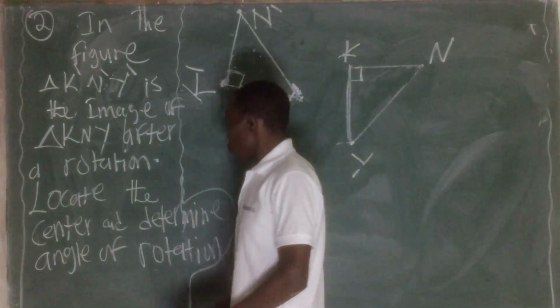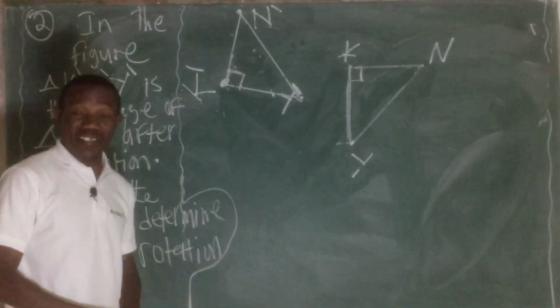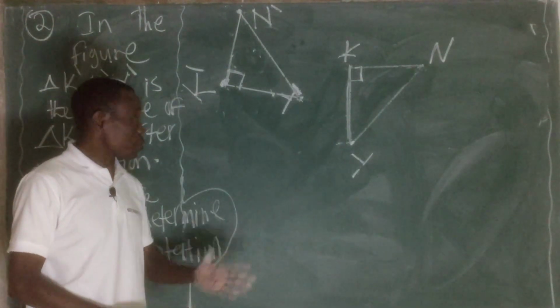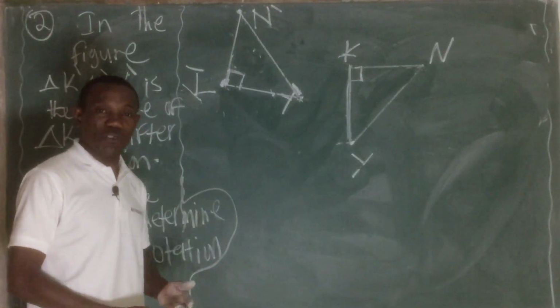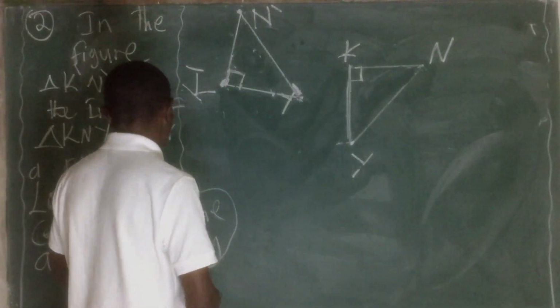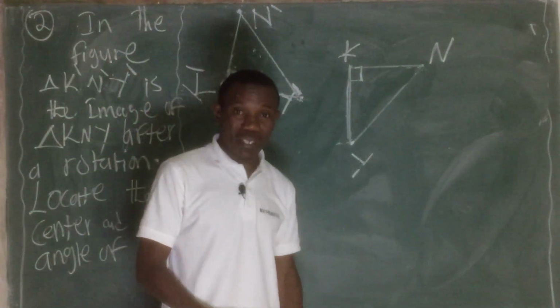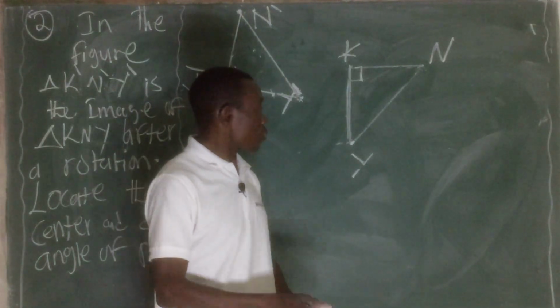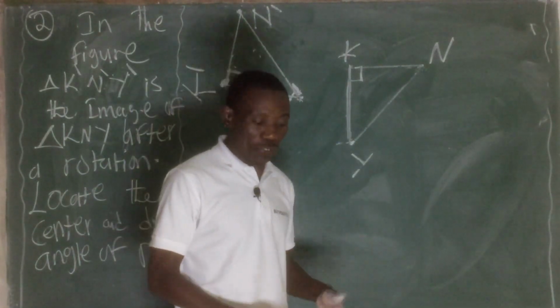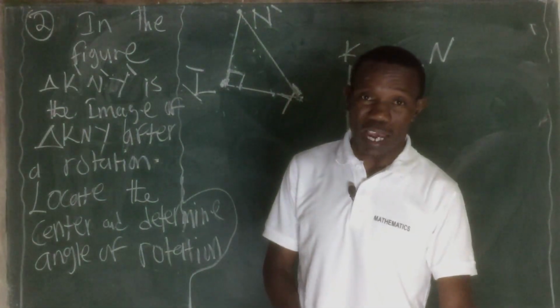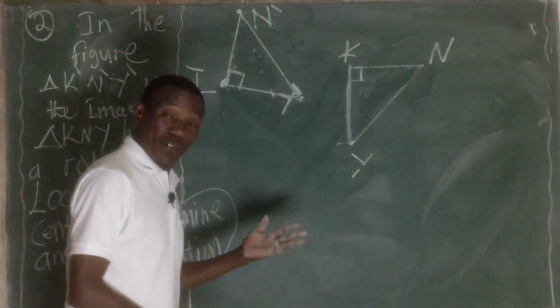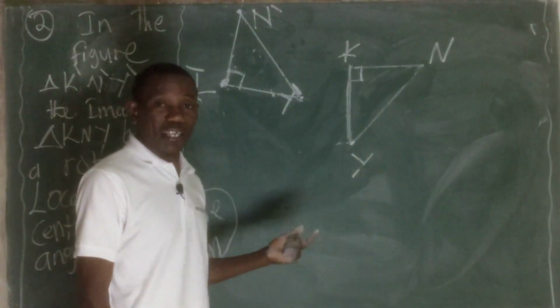They say it's the image of this triangle, KNY, after a rotation. Now they ask us to locate the center. Where actually is the center of rotation? Because when this one was rotated, there must be a center of rotation. And now what is the angle of rotation? The angle must be there. Because I also pointed out that in rotation, the most important things to consider are the center of rotation, the angle of rotation, and the direction of rotation.